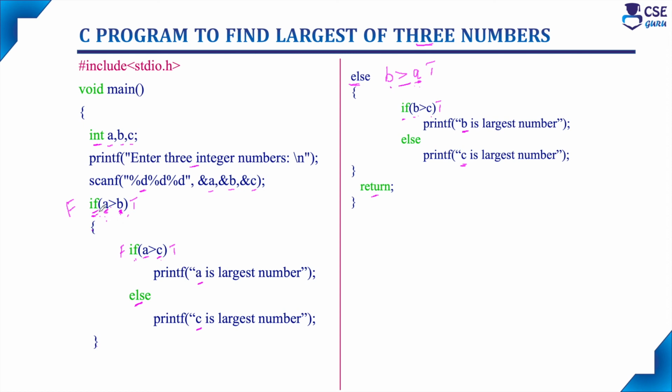Suppose this condition fails, we have concluded that B is the greater number than A. Then inside this else part we need to compare B with C. And we have to conclude either B or C as the largest number. So this is an example for nested if statement, that is an if statement placed within another if statement. This is the outer if statement and this is the inner if statement. So this is the C program to find the largest of three numbers using nested if-else statement.